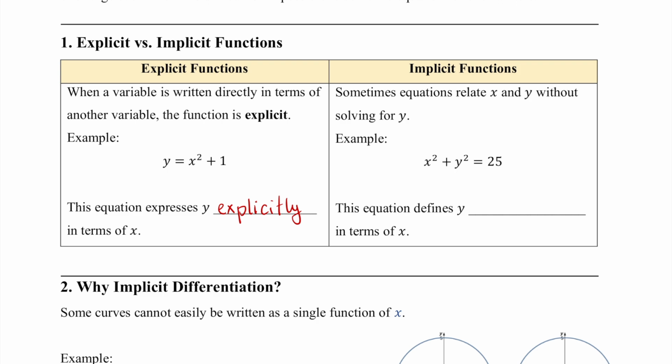Now, let's look at implicit functions. For example, x squared plus y squared equals 25. In this case, y is not by itself. Instead, x and y are mixed together in the same equation. So this equation defines y implicitly in terms of x. We don't have y written as y equals something, and solving for y would be more complicated.